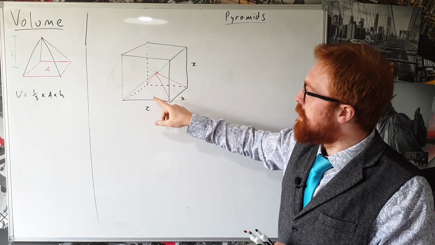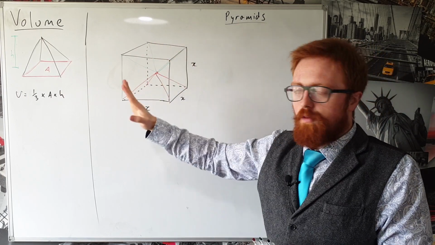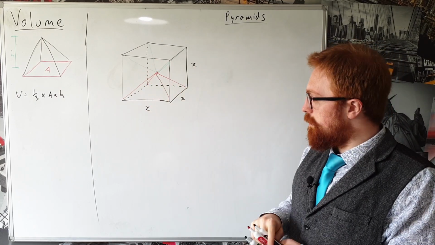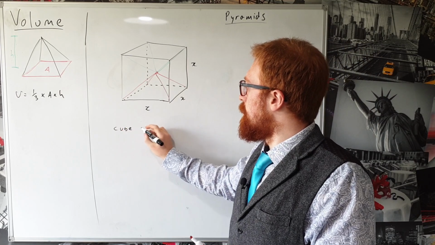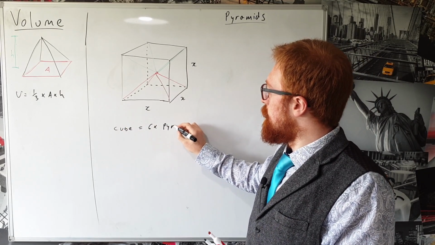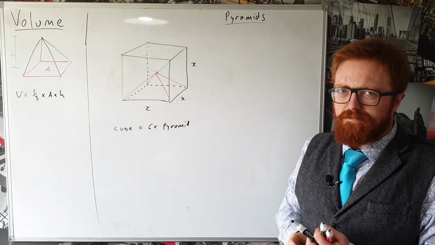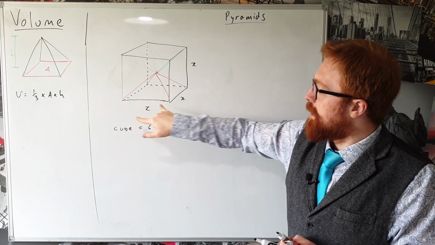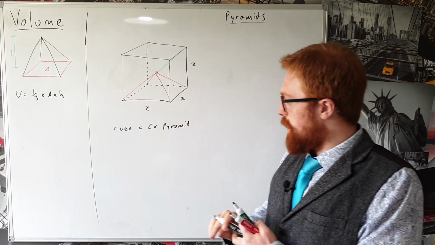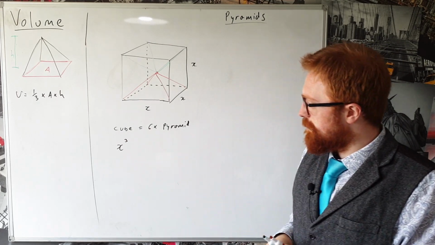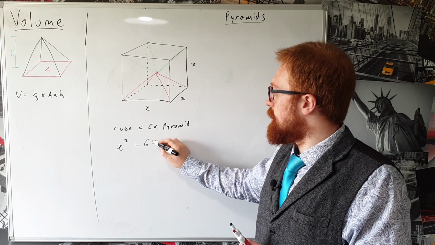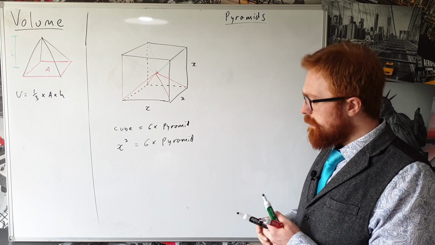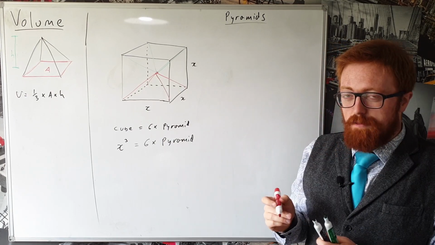So what that means is, if each of these squares is the base of a pyramid, which all go to the middle, then this cube is made up of 6 identical pyramids. So the volume of the cube is equal to 6 times the volume of a pyramid. Okay, so the volume of the cube is the length times the width times the height. So the volume of the cube is x cubed, and that's equal to 6 times the volume of my pyramid. But we've got one little extra step to make.